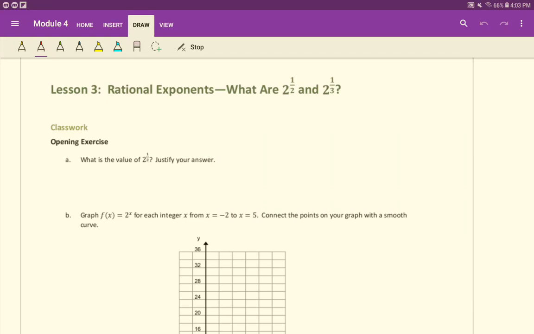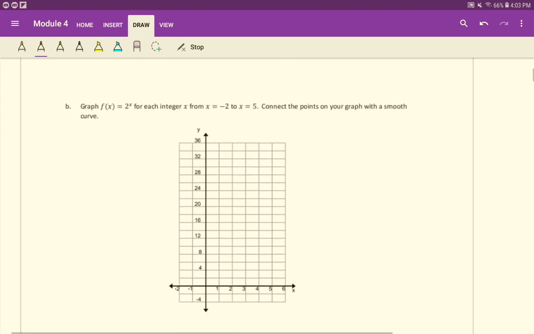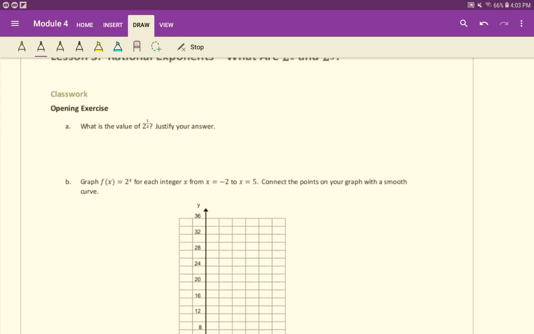Hello everyone and welcome. We are continuing our study of exponential functions, and today we're going to look at what it means to have a fraction for an exponent, like 1/2 or 1/3, or a rational number I should say, for an exponent. We'll look at that through graphs, and then we'll do some simplification and rewriting too, because it actually relates to radicals.